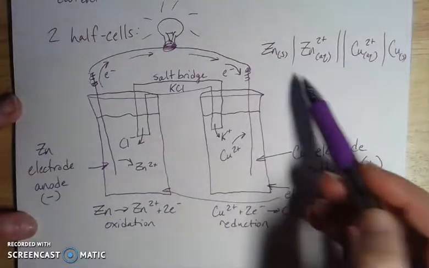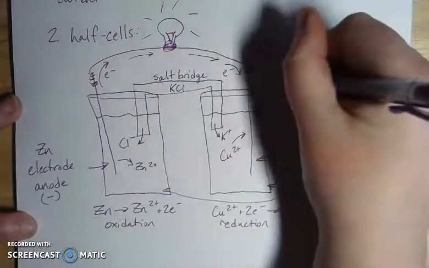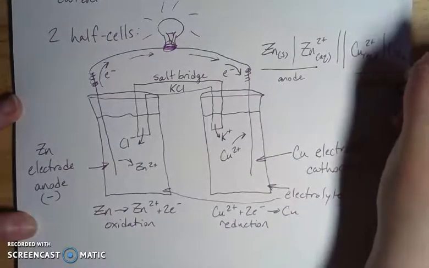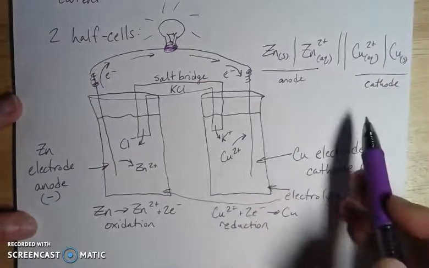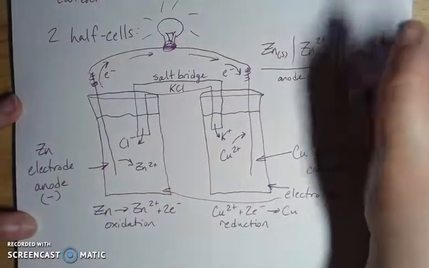So the notation for these voltaic cells is that this side is my anode. So it's always written anode, then cathode, negative, then the positive, and then I divide them with this double line that indicates my salt bridge.